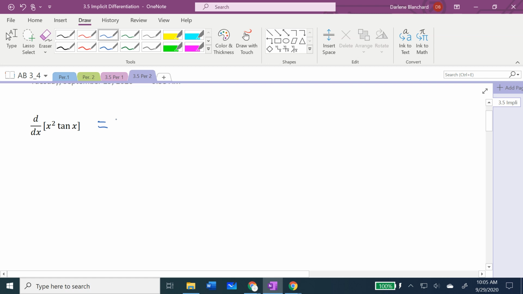And you need to start with the product rule. So we have keep one function, multiply by the derivative of the other, and everyone the derivative of tangent is secant squared. Plus, then I take the derivative of the x squared and I keep the tangent.